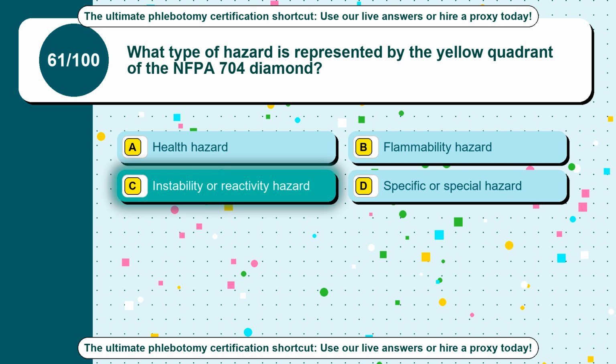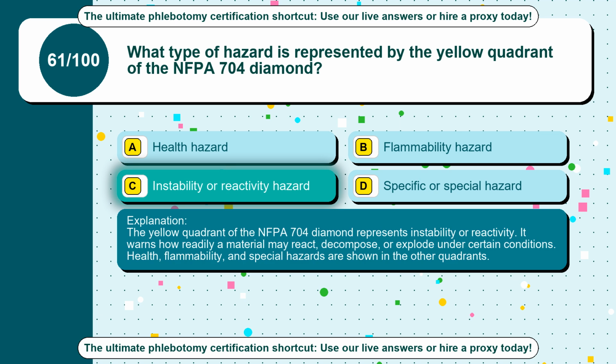The correct answer is option C. Instability or reactivity hazard. The yellow quadrant of the NFPA 704 diamond represents instability or reactivity. It warns how readily a material may react, decompose, or explode under certain conditions. Health, flammability, and special hazards are shown in the other quadrants.